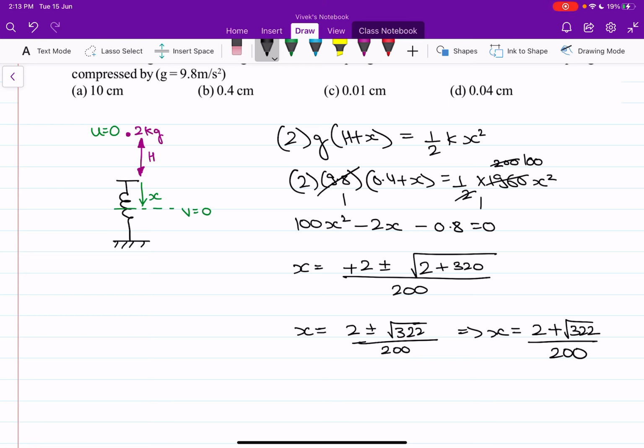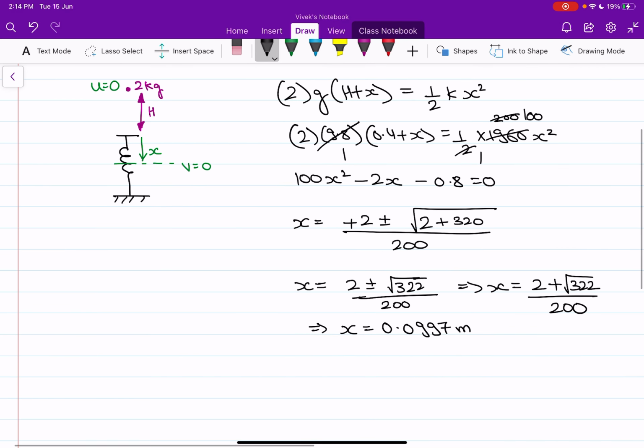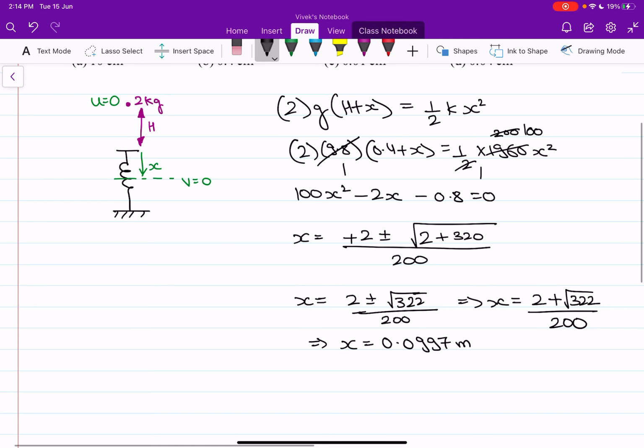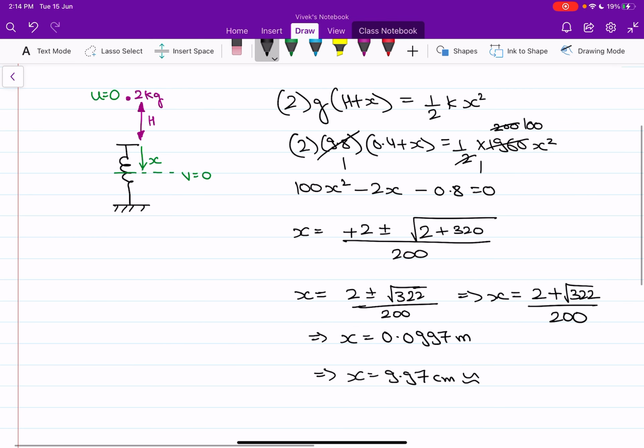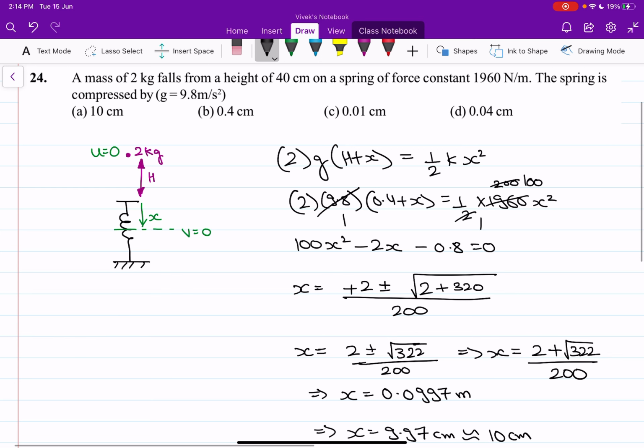So I'll just check using calculator what is the value of this. So this is coming out to be x equals 0.0997 meters. The answer is in centimeters, so you can simply multiply this by 100, and what you get is 9.97 centimeter. So x is equal to 9.97 centimeter, which can be rounded off to 10 centimeter. So the answer should be option A.